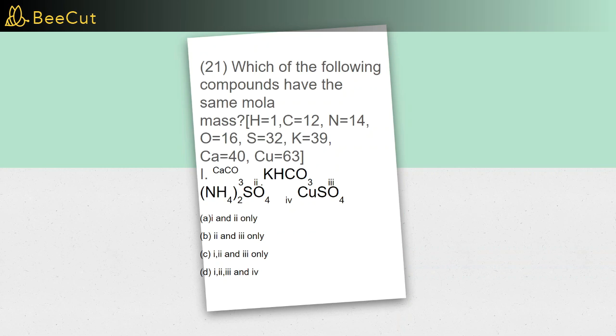The other one, potassium hydrogen carbonate. Potassium is 39, hydrogen is 1, plus 12 plus 16 multiplied by 3, and the total will be 100. That shows A, 1 and 2 only is the correct option. The correct option is 1 and 2 only, A.